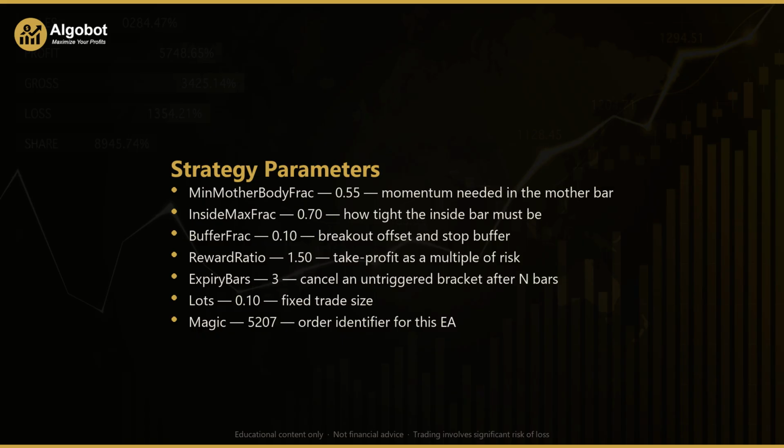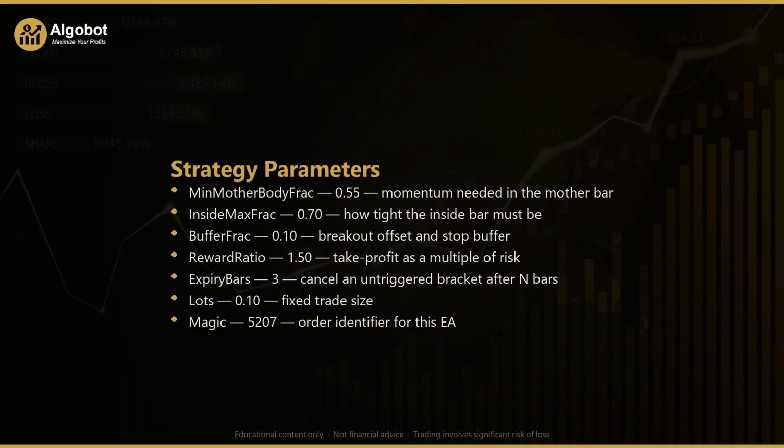Fourth is reward ratio, default 1.5. This sets the take profit as a multiple of the structural stop distance. So at 1.5, your target is 1.5 times your risk. Push it higher for bigger targets that hit less often, or lower for closer, more frequent targets.